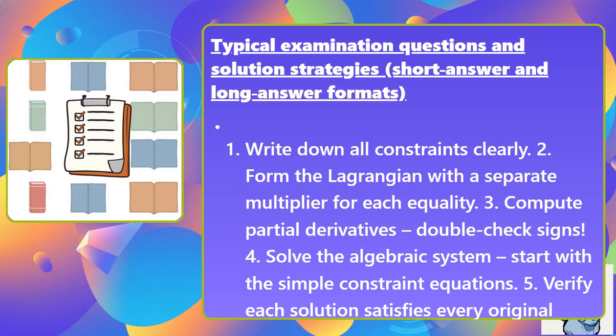Step 1. Write down all constraints clearly. Step 2. Form the Lagrangian with a separate multiplier for each equality. Step 3. Compute partial derivatives, double check signs. Step 4. Solve the algebraic system. Start with the simple constraint equations.